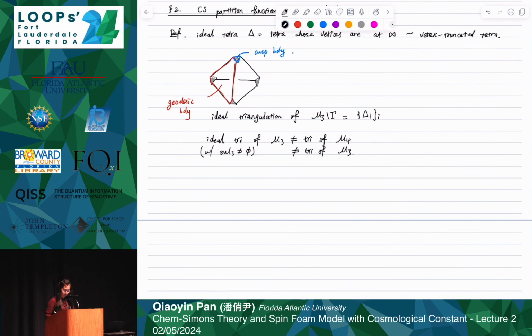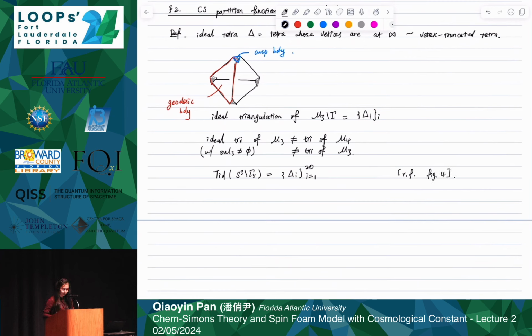Now, in our example, we want to do the ideal triangulation of our three-manifold, which is the Gamma-5 graph complement of a three-sphere. It's hard to tell you how to get the result, but let me just tell you the result. The ideal triangulation of this three-manifold is a collection of several ideal tetrahedra, and it can be decomposed into 20 ideal tetrahedra. To see the whole picture, I will refer you to figure 4 in the lecture note that I provided.